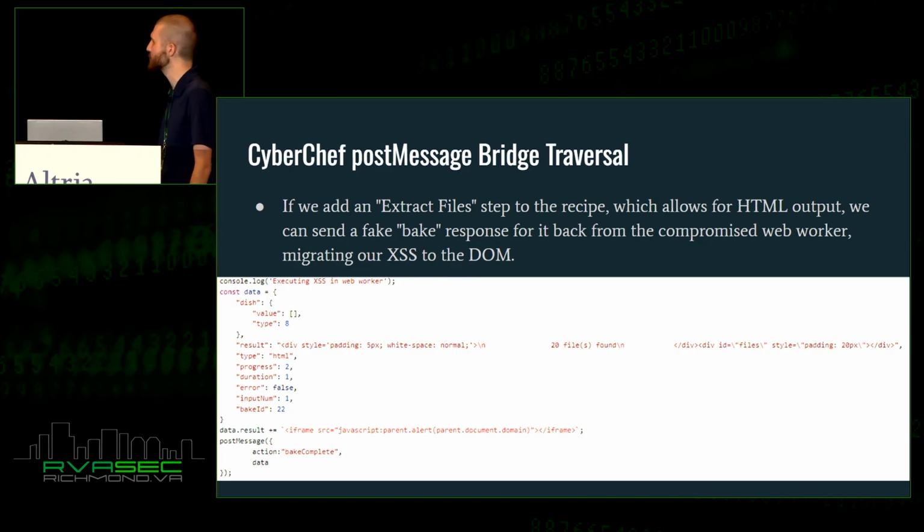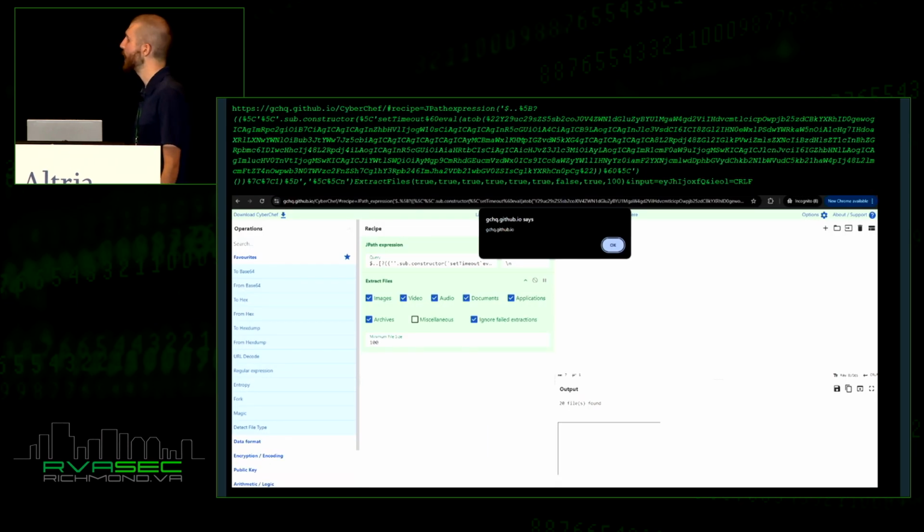So the extract files step takes HTML output. So we can pass it an iframe with a JavaScript URI source. This is a great way to get XSS via setting .innerHTML, because if you just pass it a script tag, those don't actually execute via .innerHTML. But the crucial thing we're doing here is lying about the input number. So we say, yep, this was for item number 1, which, because it's 0 indexed, is the second item. And then it will render that output as HTML, which lets us pop our XSS.